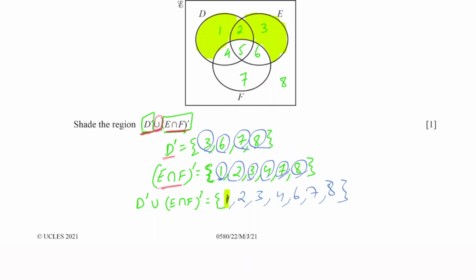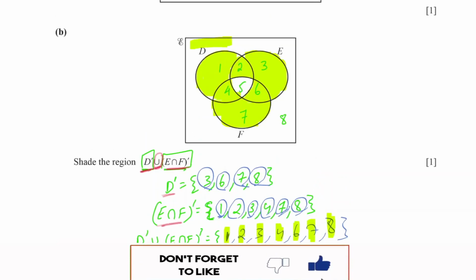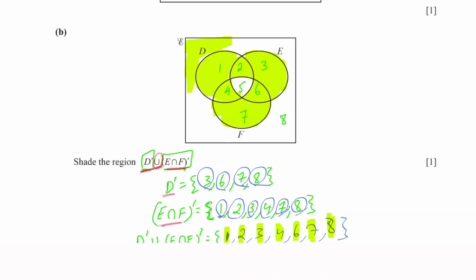Okay, then we will shade 4, 2 and 3 shaded, then we will shade 4, then we will shade 6. Okay, then we will shade 7, finally we will shade 8. So 8 is actually all the outside part, right? So we have to shade 8 like that, the whole of the part.